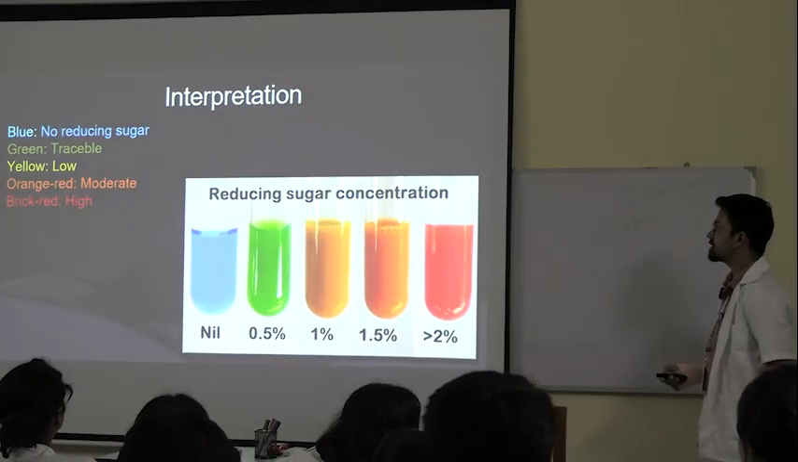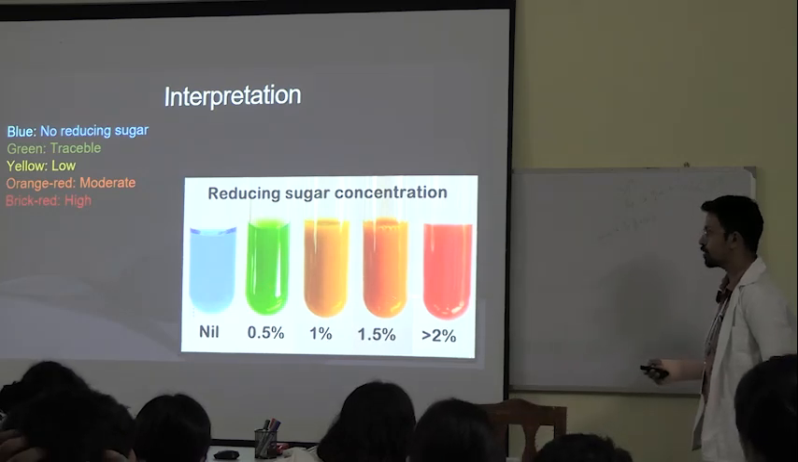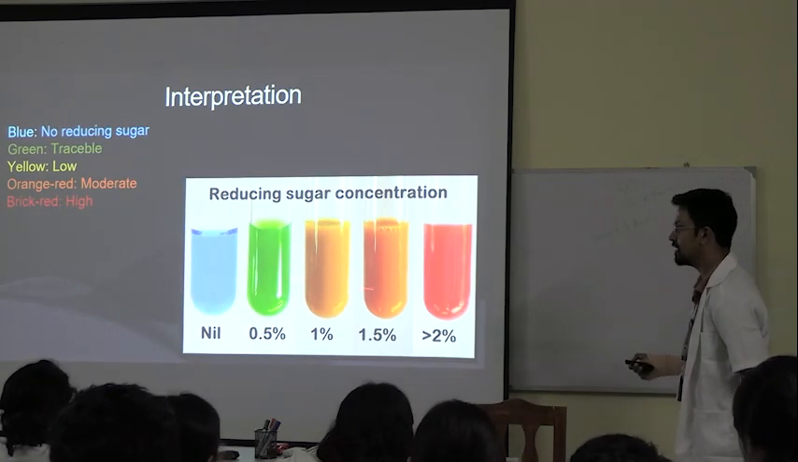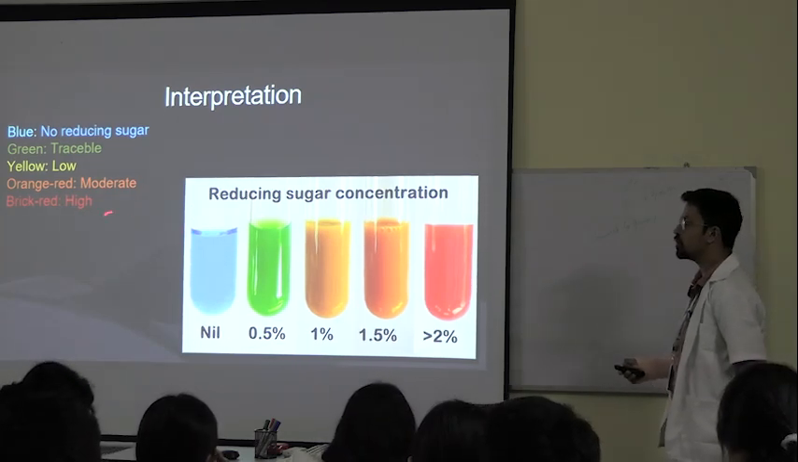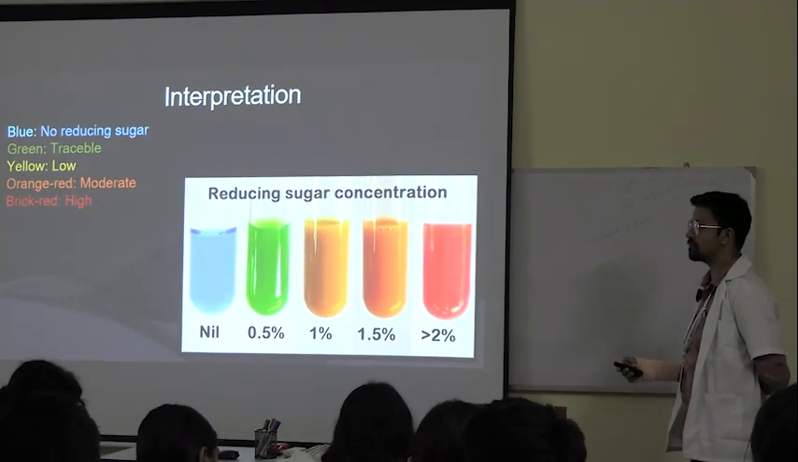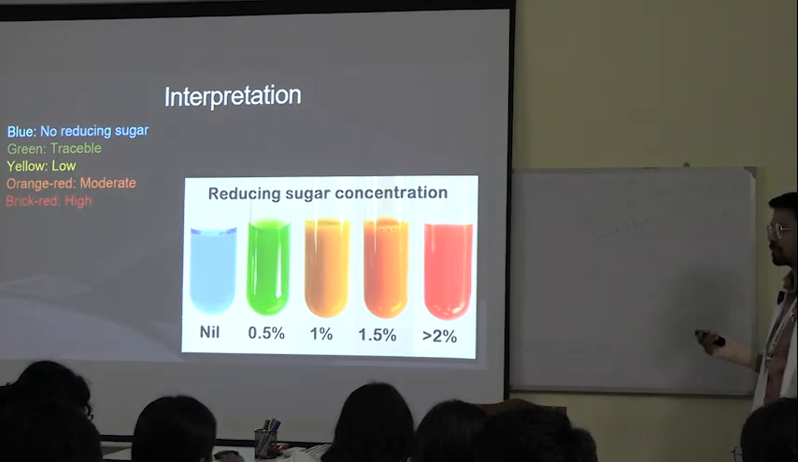Now these are the interpretations. In your test you will not get colors exactly like this. This is just to give you an example. Don't expect the colors will be just like this. If the color is blue, it means there is no color change, that is, there is no reducing sugar. Or there could be a little bit, but it is so little that the test is not taking place on it.